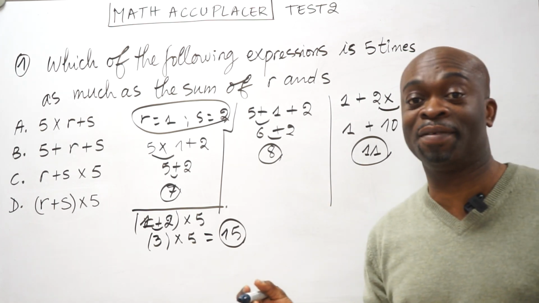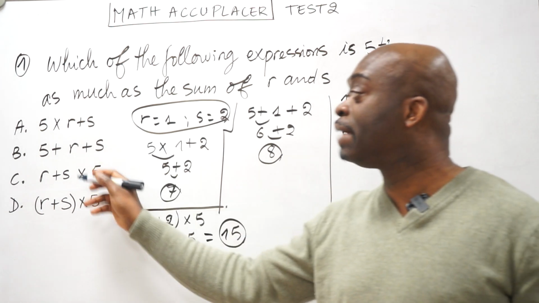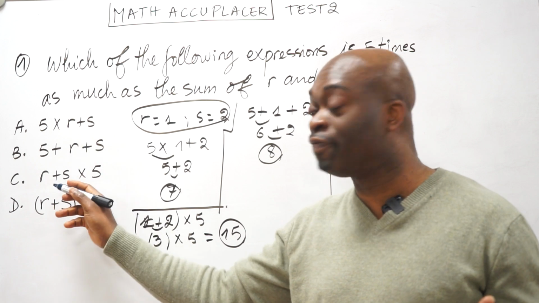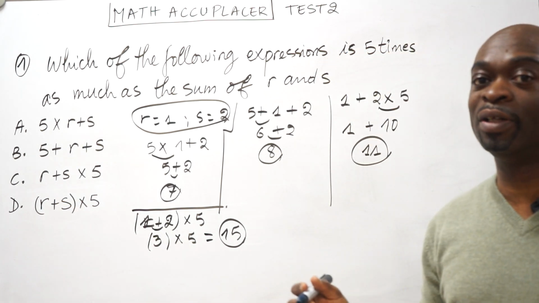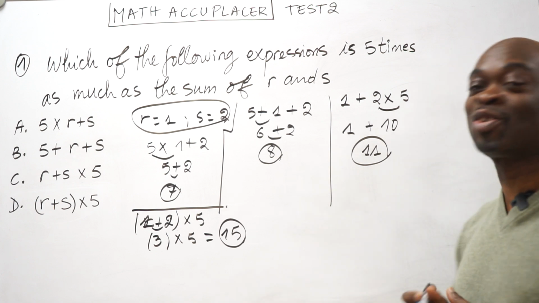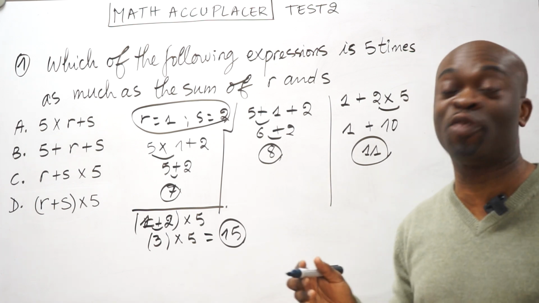As you guys can see, all of them are different, even though they might look alike. Some of them, A, C, and D for example, look alike, but they're not the same at all. They give you different answers. So which one is going to be our answer here? Let's go for it.